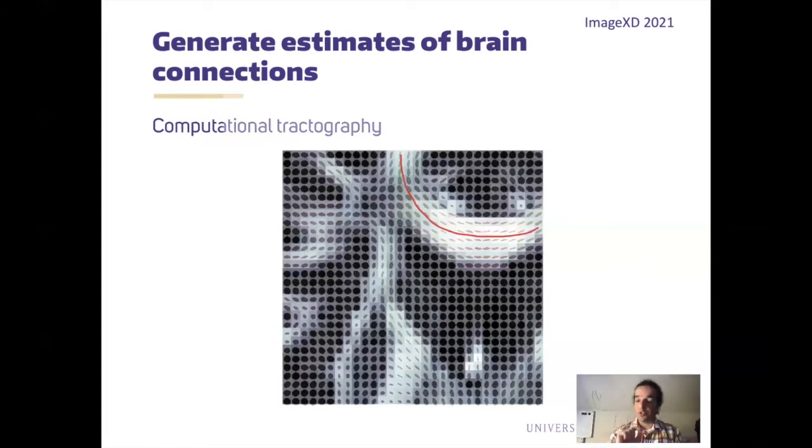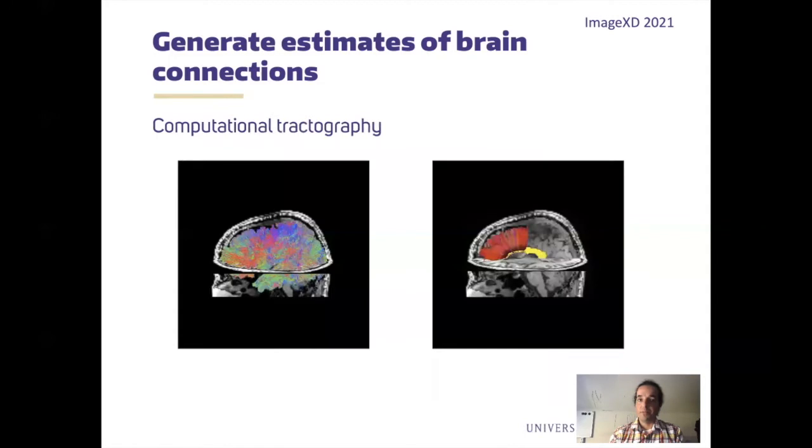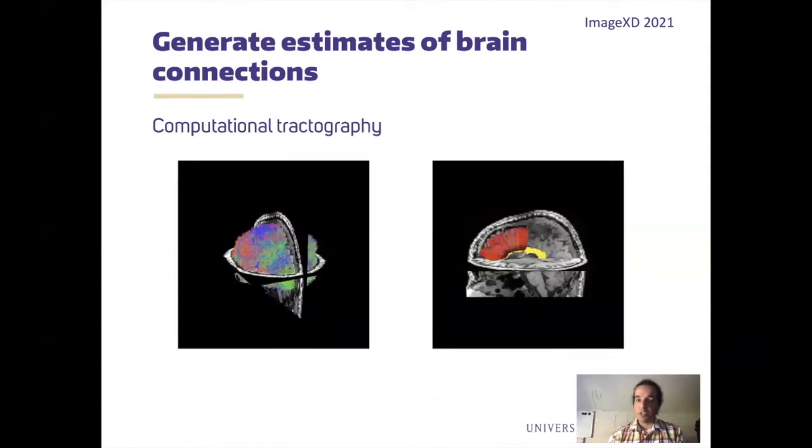If we put the seed for this tractography process in a different voxel, then it will generate a different estimate in a different part of the brain. And we can repeat this process many, many times by placing seeds all over the brain's white matter, and we get a lot of these streamlines.